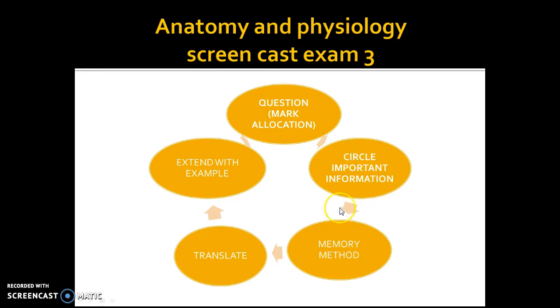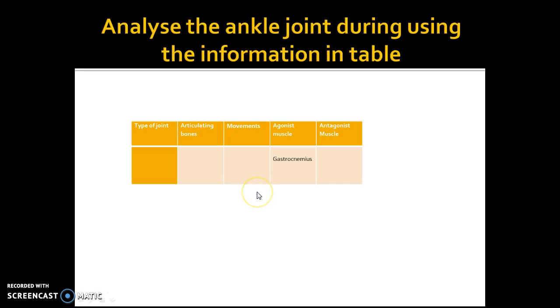Pausing after you've looked at the question, circle or write down the important piece of information, memory method, translate and extend with an example if it asks for it. Okay, so first question then: analyse the ankle joint, just using the information in the table. I was going to put during the movement, but I'm going to make you work out the movement. What you've got to work out is what type of joint the ankle is, what are the articulating bones, what movement would cause the gastrocnemius to be the agonist, and then what's the antagonist muscle.